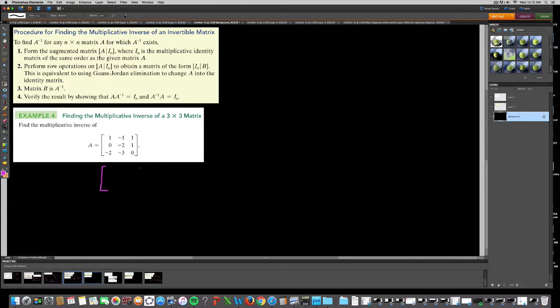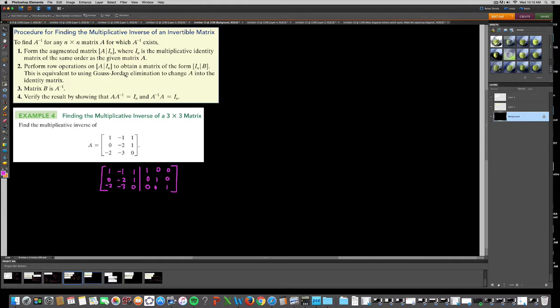I'm going to try to keep things a little bit small-ish here. It's going to look like this, where we have on the right side our identity matrix of order 3, since this matrix is of order 3 by 3. So we say 1, negative 1, 1, 0, negative 2, 1, and negative 2, negative 3, and 0. What we're going to be doing is performing row operations on A augmented with I to obtain the matrix of the form I on the left and then B on the right.